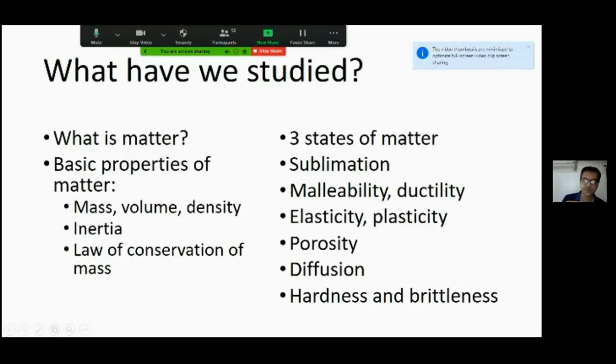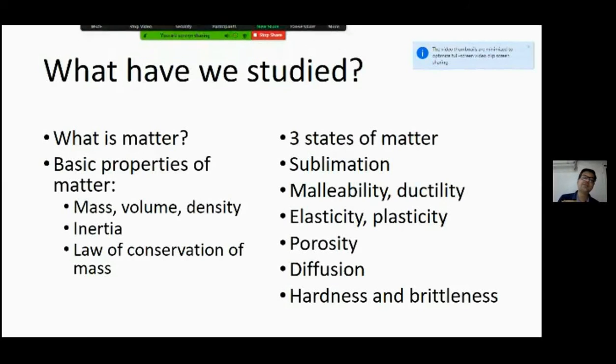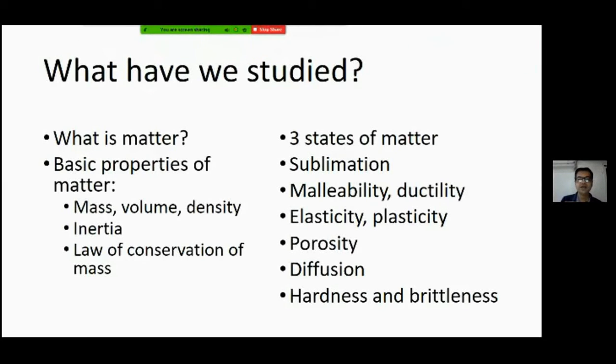So these basic properties we have studied. एक property इसमें है sublimation, which we have not studied, but उसका we will study that in some other topic, जब भी सीखेंगे तभी.